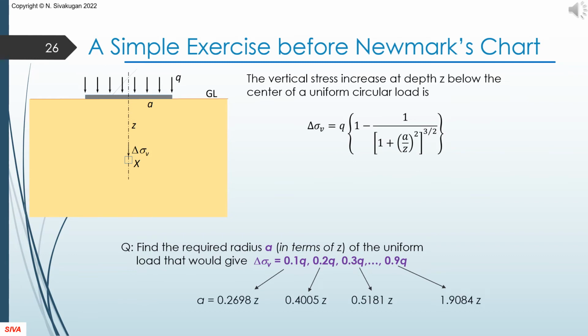So far, we dealt with point loads, line loads, and uniform rectangular and circular loads. When there is a uniformly loaded but irregular area, we have to go for Newmark's chart. Let's do a simple exercise before looking at Newmark's chart.